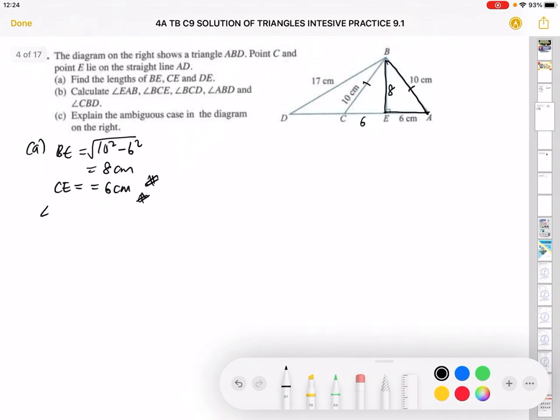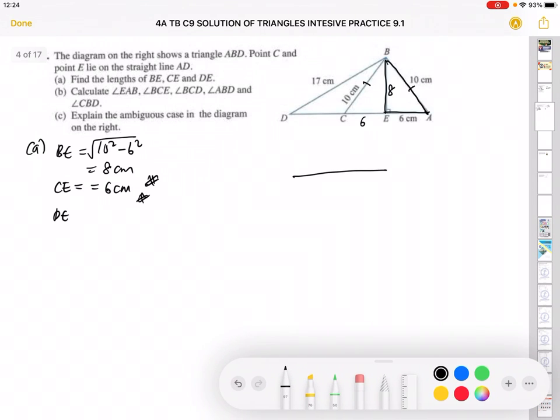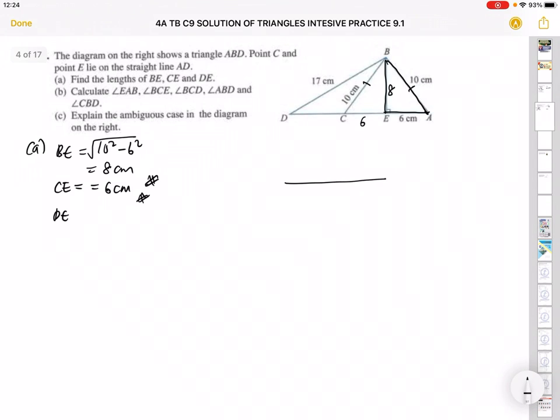Now how about the length of DE? Okay, for DE we use Pythagoras one more time, because maybe I draw this out for you over here, so you can see that this is a right angle triangle as well. This is BDE, this is 17, this is 8. DE will be just 17 square minus 8 square, square root, which is 15. Okay, alright, that's part A.